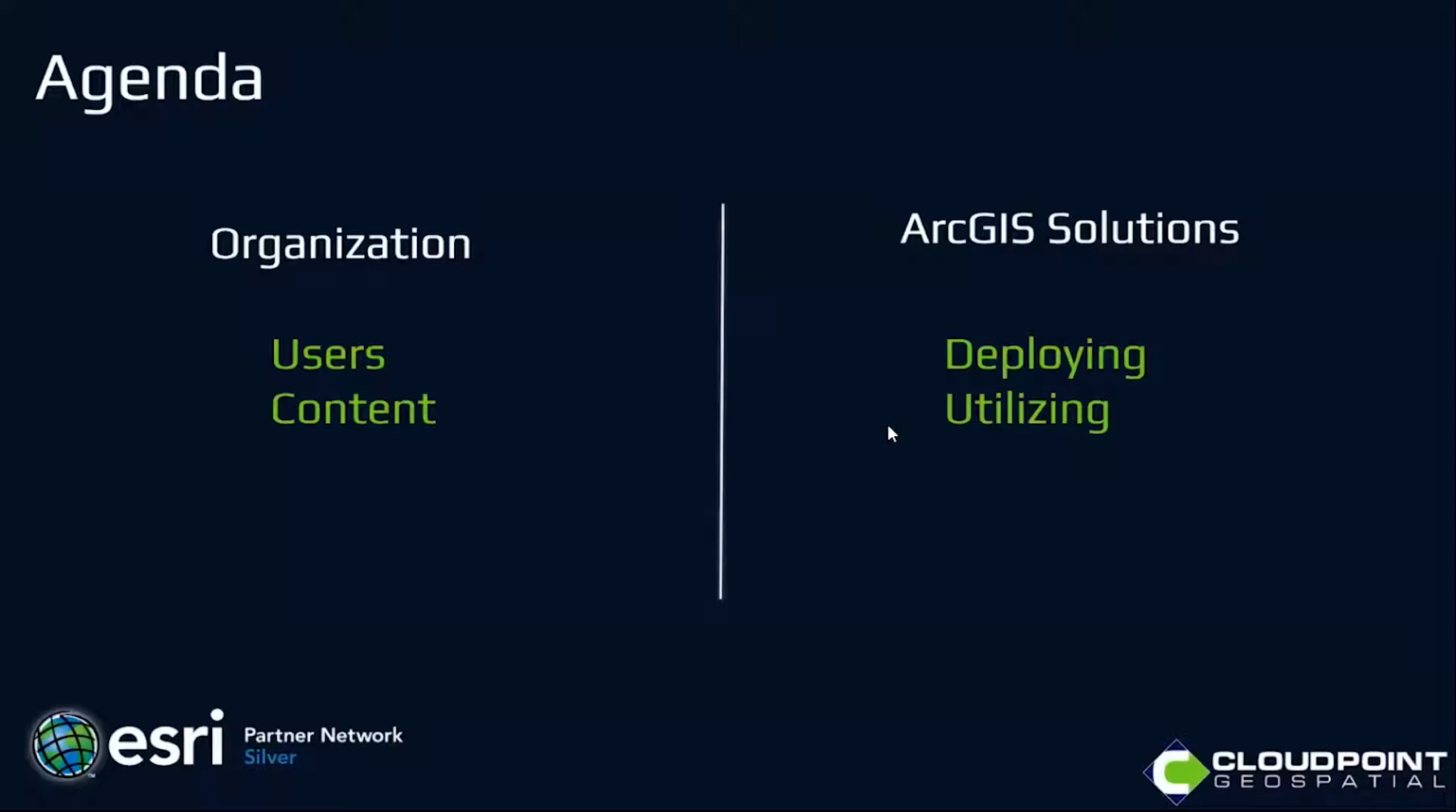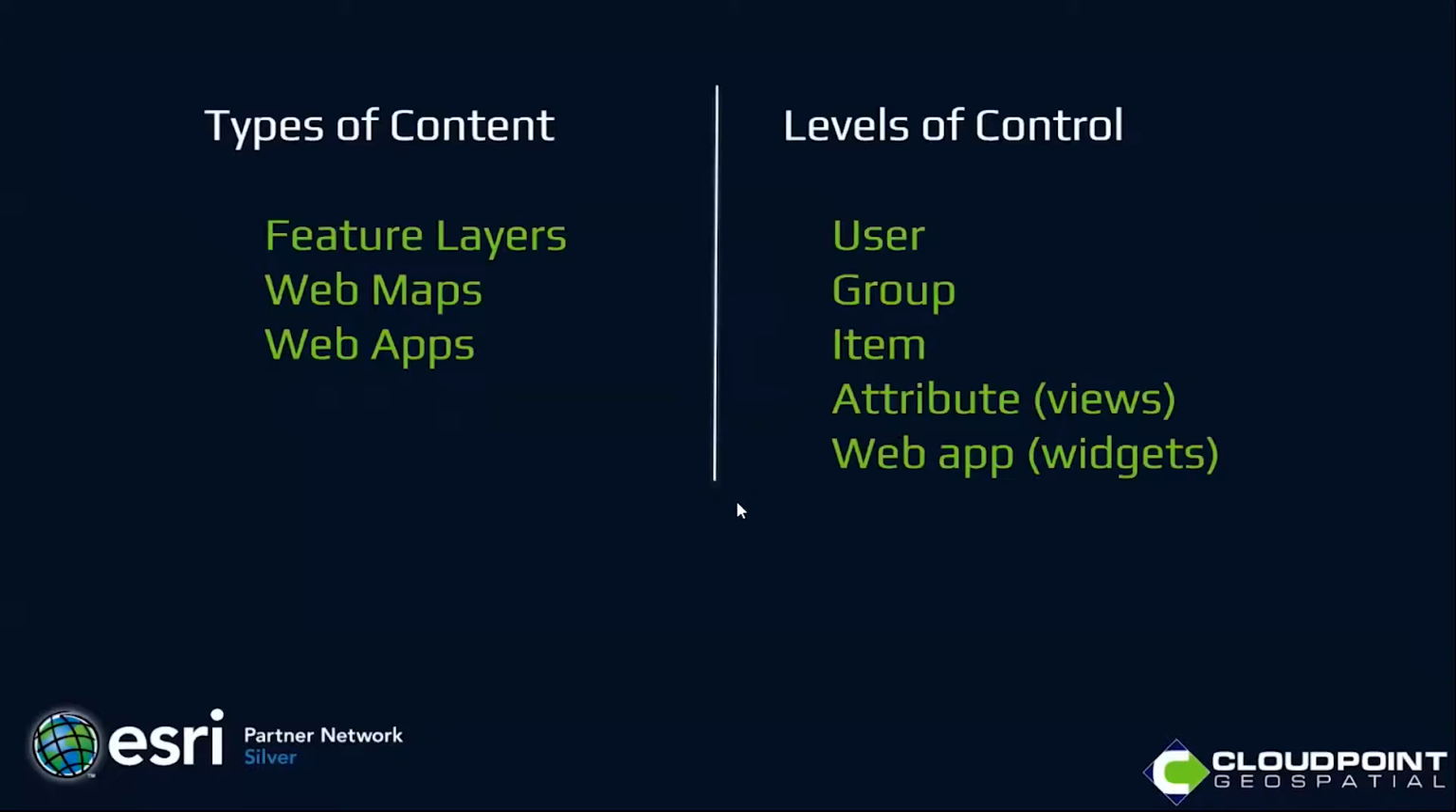So one more slide and then I'll get to that question. But I want to make sure we're all talking the same language. So I don't know if you guys are brand new users or have been using ArcGIS Online for a while, but there are three main types of content. I'm simplifying here, but we've got feature layers that you put into web maps, and then those web maps are put into web apps. You can also interact with those web maps directly. So the three main types of content we're going to talk about, and then the levels of control.